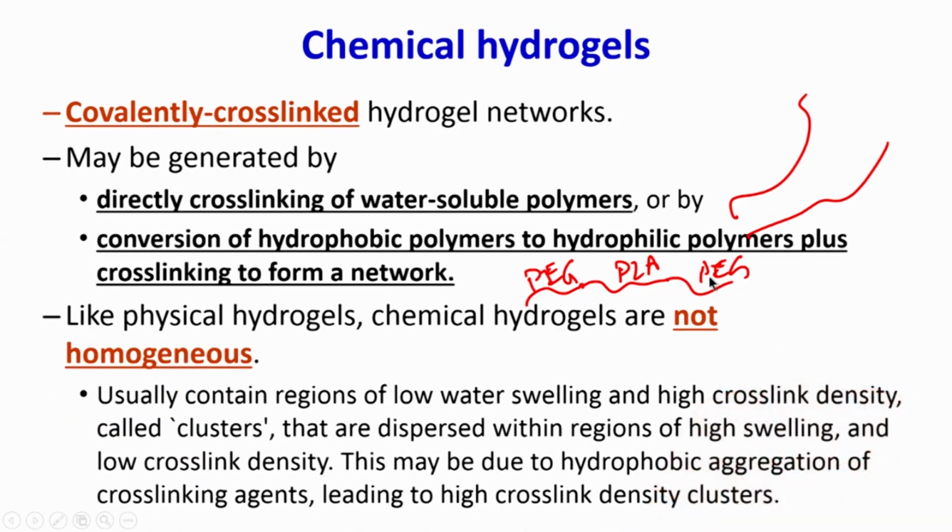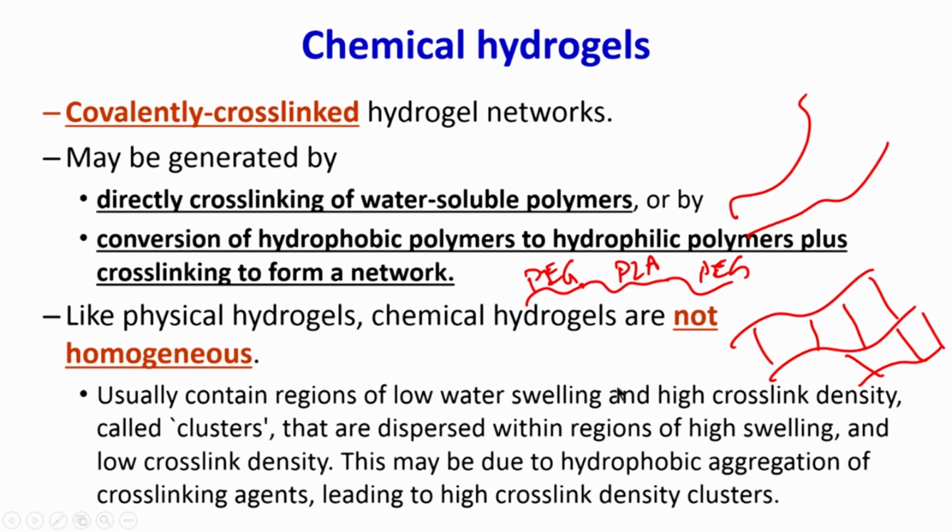So, like physical hydrogels, chemical hydrogels are not homogeneous. They are somewhat more homogeneous than the physical hydrogels, but even then you can imagine, let us say I had these long polymer chains and I have these cross linkers that are being used to cross link them, and depending on the local concentration of the cross linker you may have certain micro domains which are heavily cross linked, whereas the other portions may not be as cross linked. So, there might still be inhomogeneity present in the system.